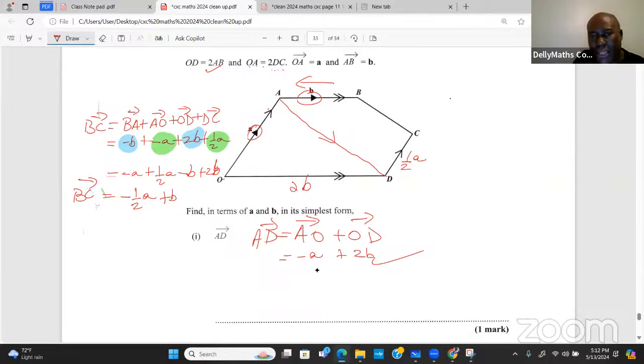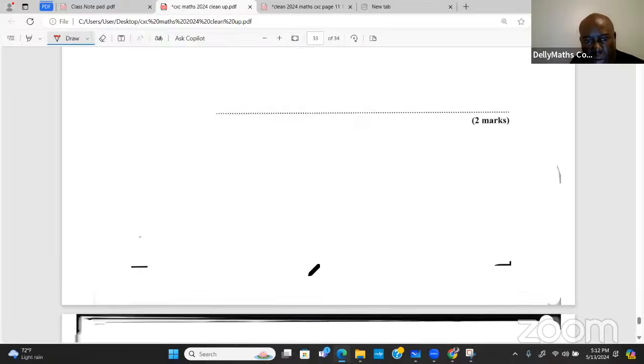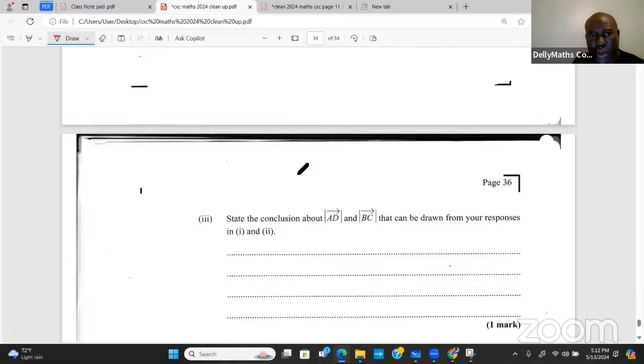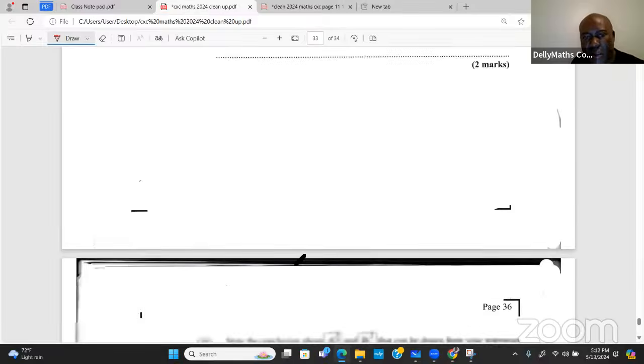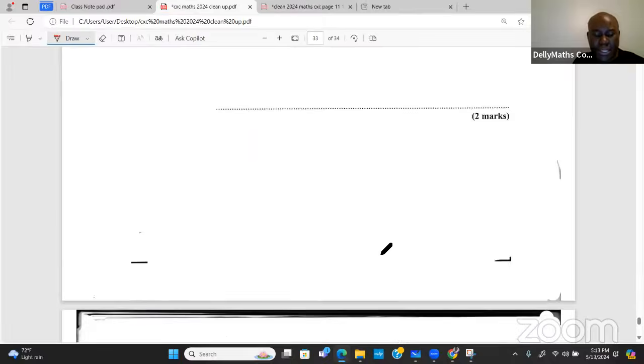Now, let us look at the other one. Let's see what else they want. What else they want? Are we done? Okay, we're done. All right, so we have our BC here. So look at what the question says now. The question is for 1 mark, just 1 mark. It says state the conclusion about, right? So we want to state the conclusion about the magnitude of AD and the magnitude of BC that can be drawn from the responses that we just did. Okay, so we're dealing with AD and BC.